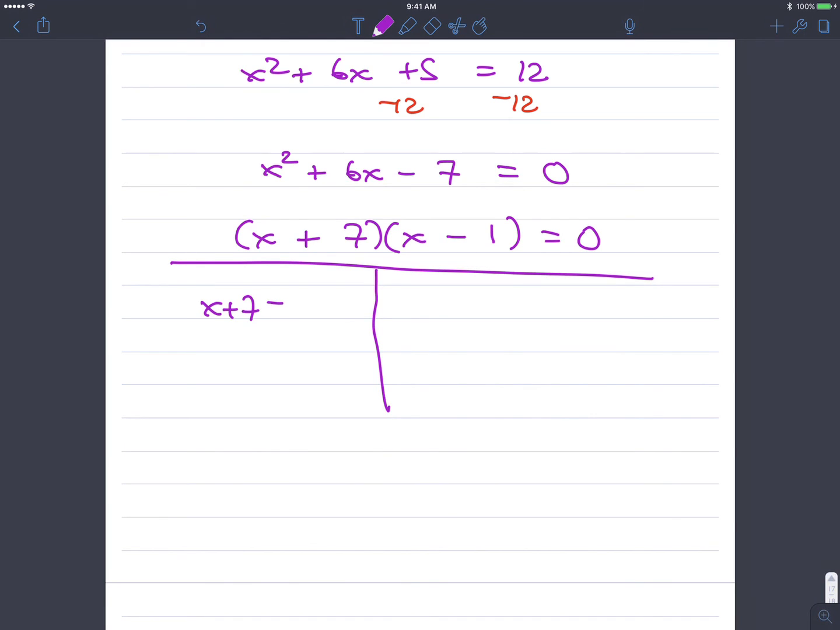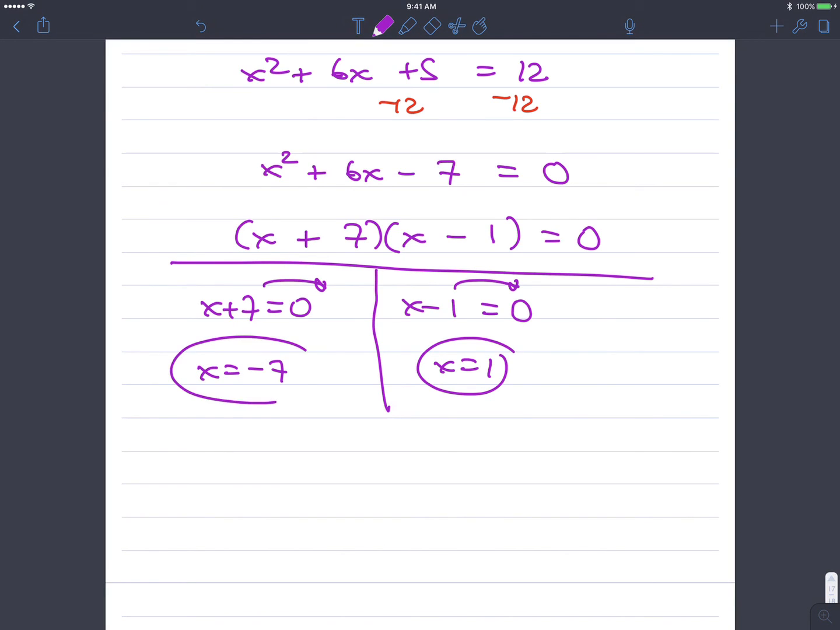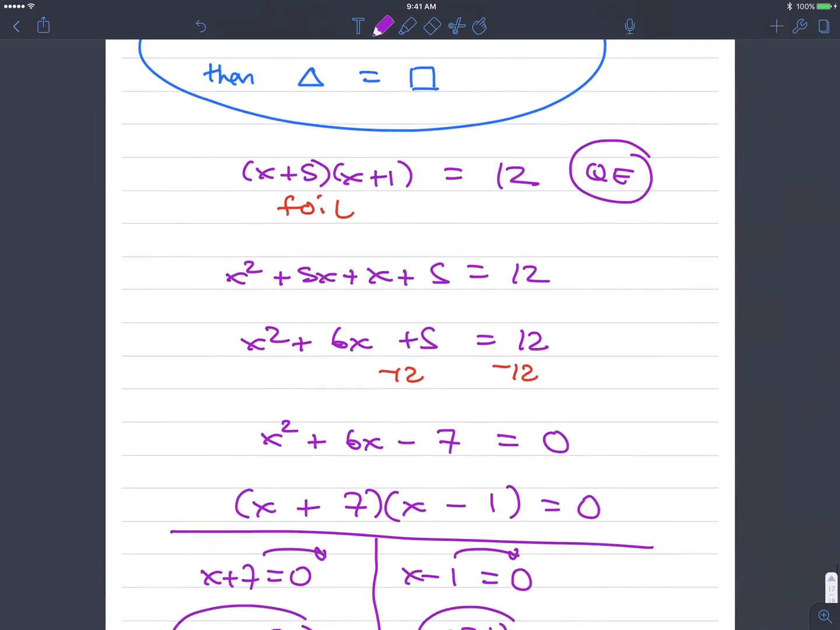Turns out it was factorable, so we can solve this. We're now using the zero product rule. Translate your 1, you get x is 1. Translate the 7, and we get x is negative 7. Two solutions here: negative 7, positive 1.